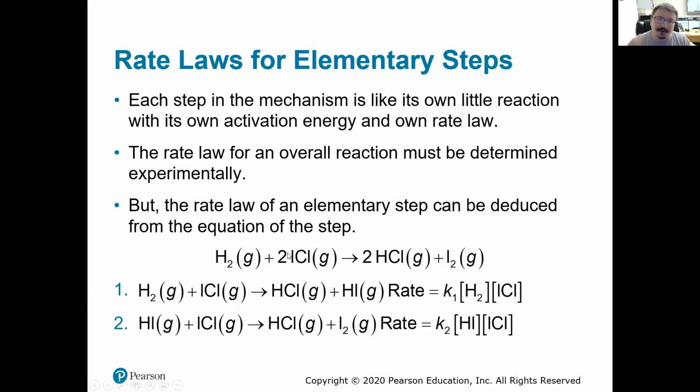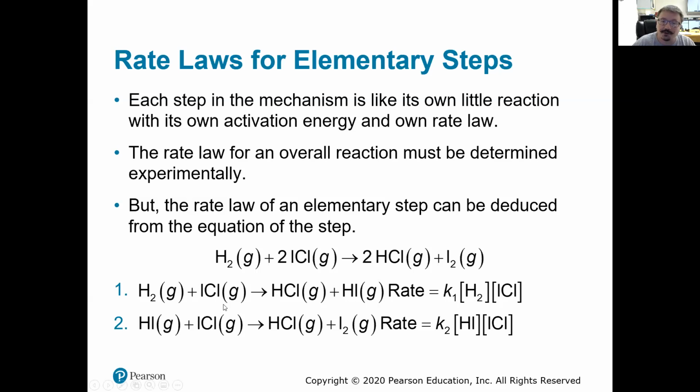So each of these elementary steps are going to have their own individual rate laws. And if the elementary steps are correct, if they're the ones that actually occur, we should be able to add up those elementary steps and combine those rate laws and get the actual rate law for the reaction. Now, unlike the actual reaction where we cannot just guess what the rate law is from the reaction and from the stoichiometry and all that, we can do that for elementary steps.